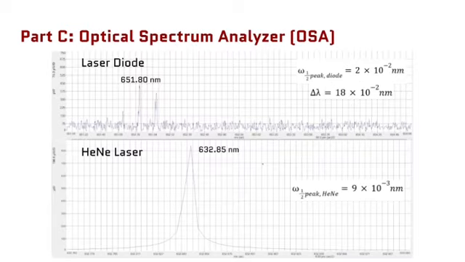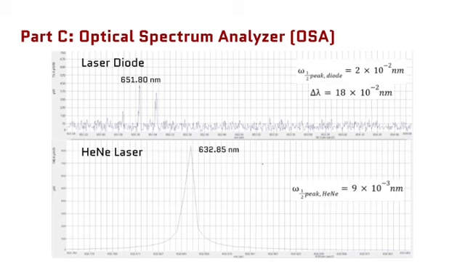In Part C, we used an optical spectrum analyzer to measure the central wavelength, mode width, and mode spacing of a helium neon laser and a laser diode. First, we enabled the alignment beam on the OSA, bouncing through a dogleg setup and into the laser cavity. We then turned on the helium neon laser and directed it into the input of the OSA.